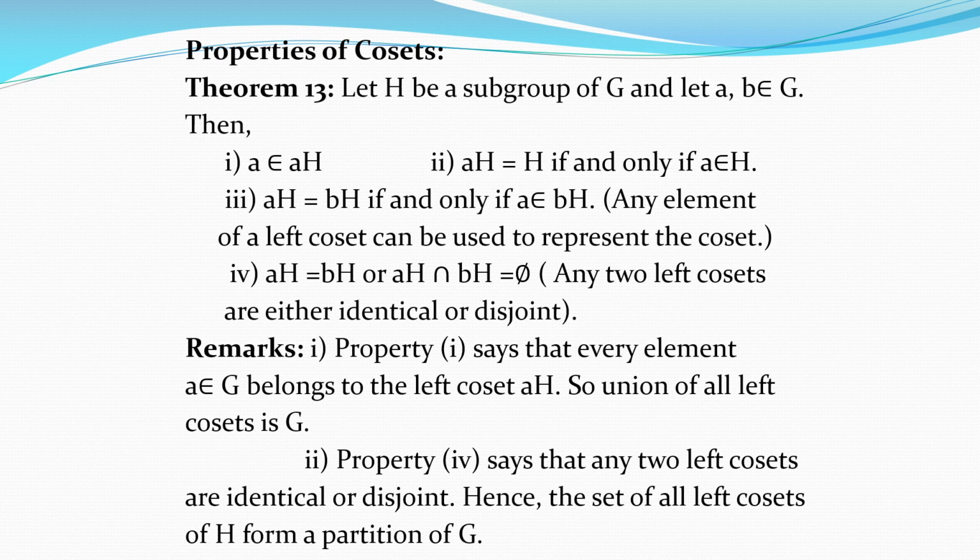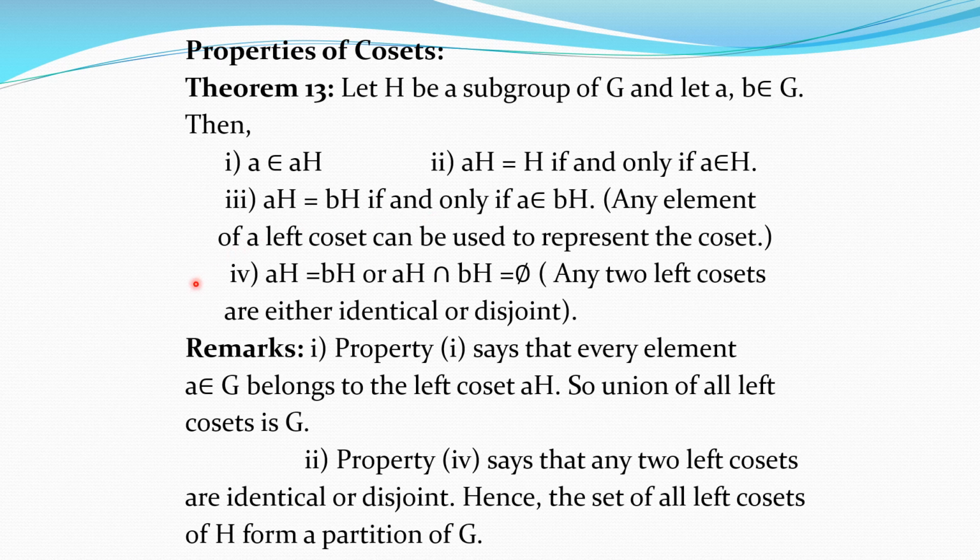Now these are properties of cosets. Let H be a subgroup of G and A and B are elements of G. Then A belongs to AH. That means the element A is present in the left coset AH. Then AH equals H if and only if A is an element of H. Third, AH equals BH. That means these two left cosets are equal if and only if A is an element of BH.